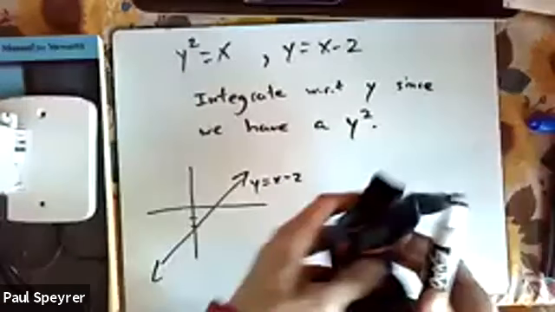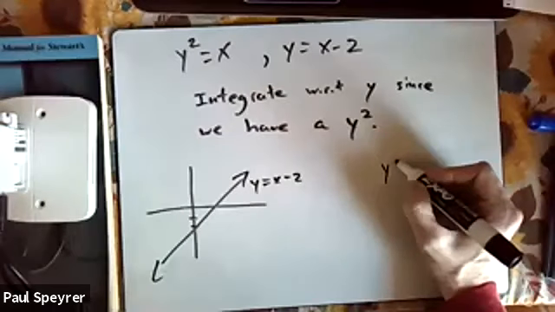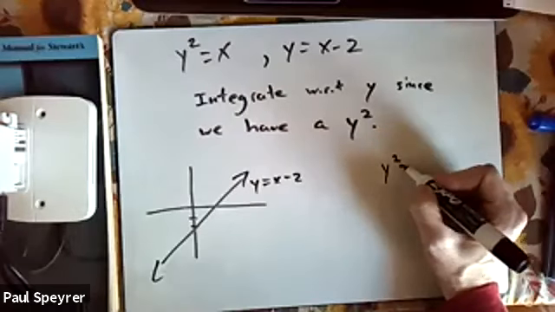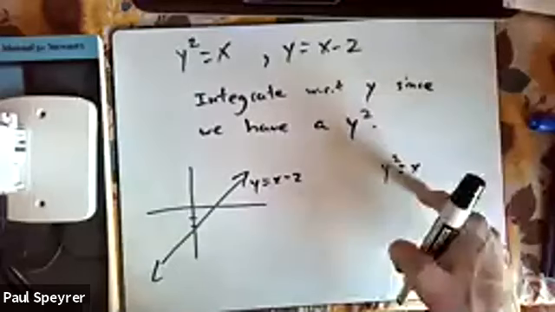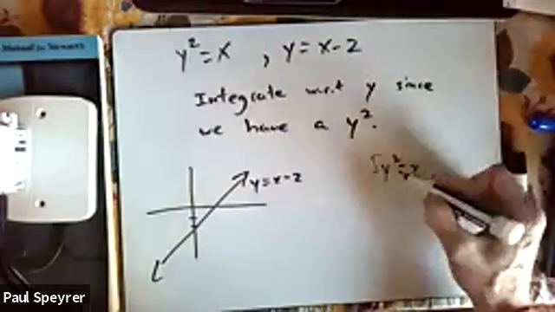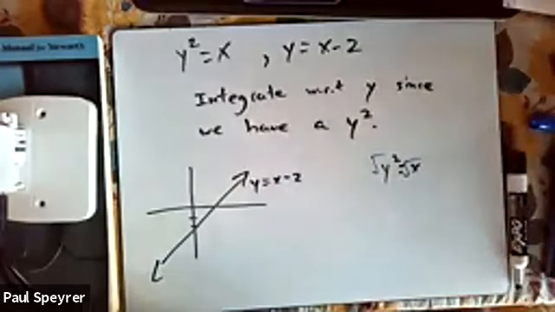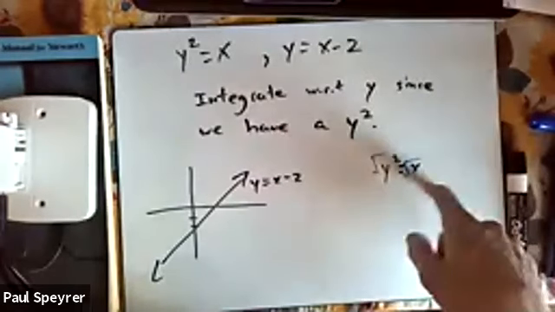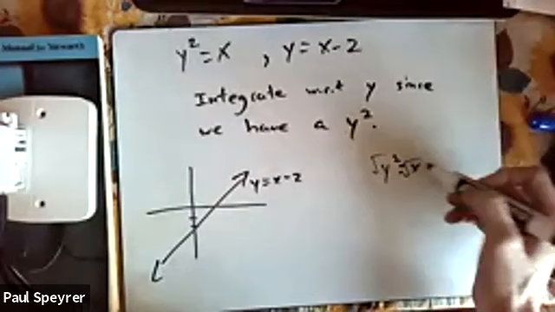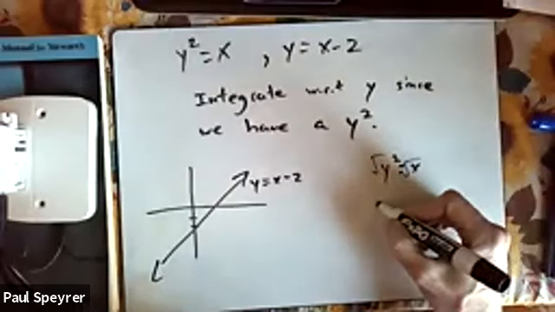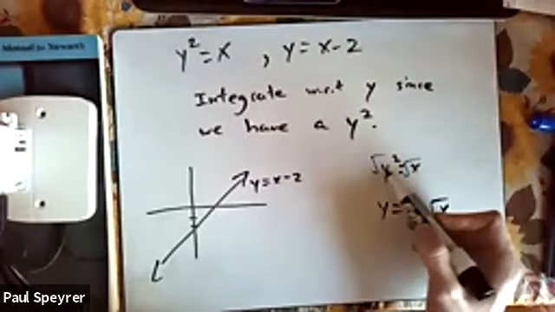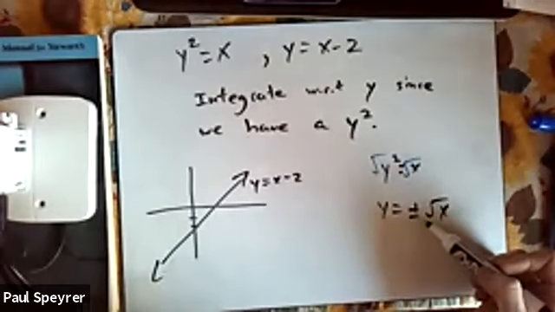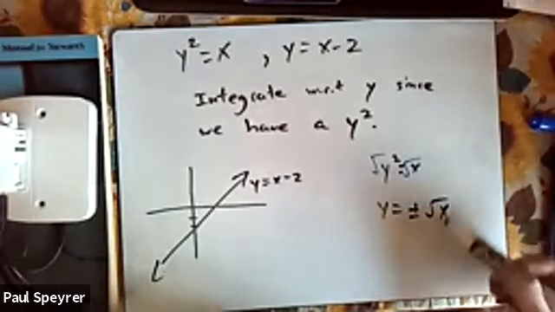Well, what you can do is solve for y. How do we solve this for y? Let's take the square root of both sides, which is going to help give us a good picture. If I take the root of both sides right here, y equals plus or minus the square root of x. So y squared equals x and y equals plus or minus root x are the same equations.